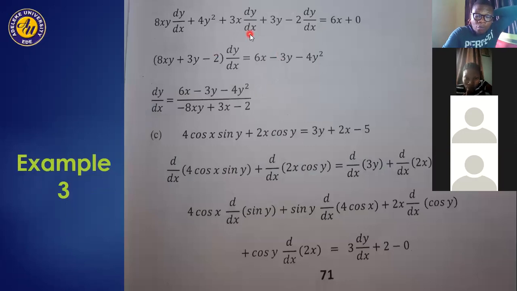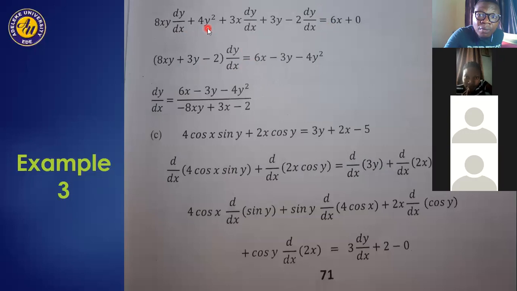Now you can also look for common terms. Let's bring the dy/dx. This one has dy/dx, so you have 8xy. This one is another dy/dx, you have 3y. Then this is another dy/dx, you have -2 dy/dx. Is this one clear? Yes, sir.